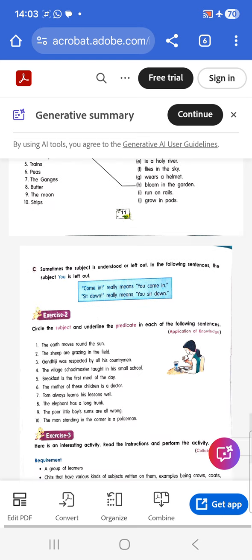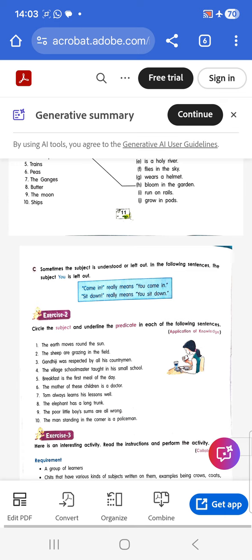Okay. Now look at exercise 2. Circle the subject and underline the predicate in each of the following sentences. First of all, when we do any question, first of all read the instructions carefully. What is written here? Circle the subject. So you will have to circle the subject and underline the predicate. You know what is subject, what is predicate, but if you don't follow the instructions carefully, it will be wrong.